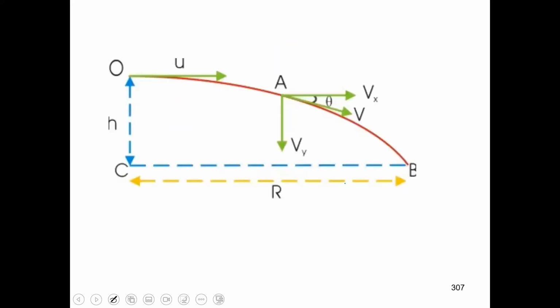Now, in a half projectile, look at this screen. This is called a half projectile. In a half projectile, the velocity component resolves. And in the start of the motion, there is no vertical component. In the start of the motion, here at the zero position, the vertical component Vy is equal to 0.